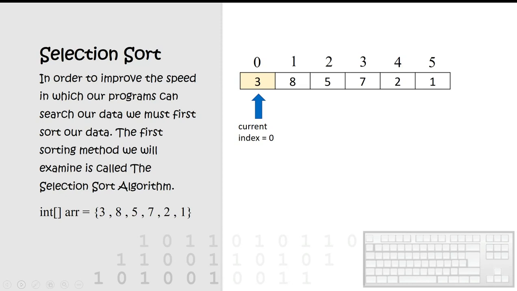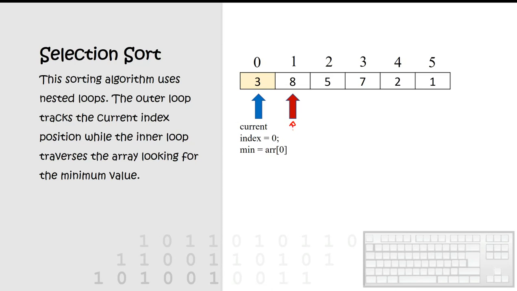So here we have an example of an array. These top numbers are the index values, and these are the values stored in the array. Using the selection sort algorithm, it keeps track of the current location for which we are trying to find the minimum value. Right now, we would like to find the minimum value in the array to store at index 0.